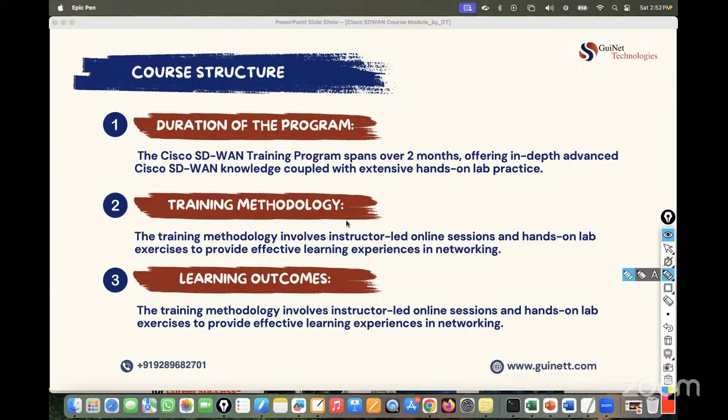Now the training is always going to be online, instructor-led, and the outcome is definitely that once you complete this training, you are going to get hands-on knowledge. Not only practical knowledge, you're also going to get theoretical knowledge. So practical plus theoretical, both are going to be there. So you are going to be a complete SD-WAN engineer, and you are ready to fly and get a lot of opportunities in your career where you might grow a lot.